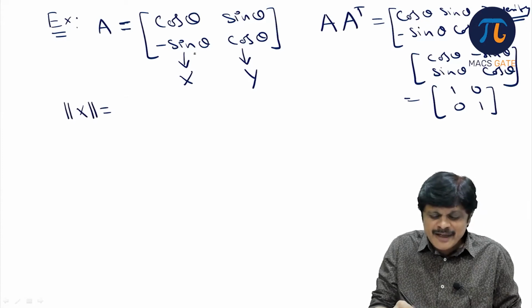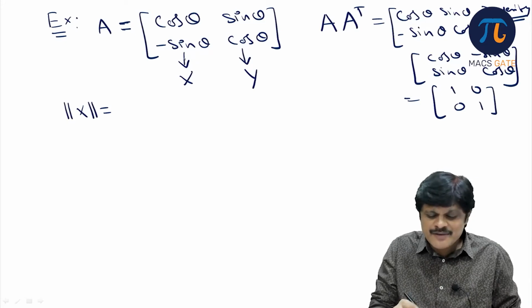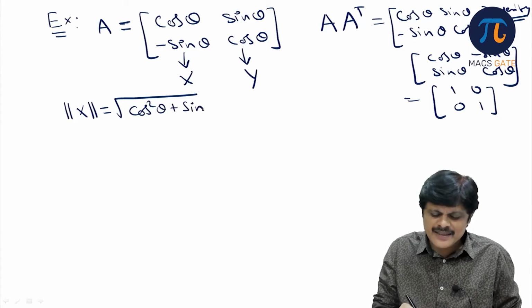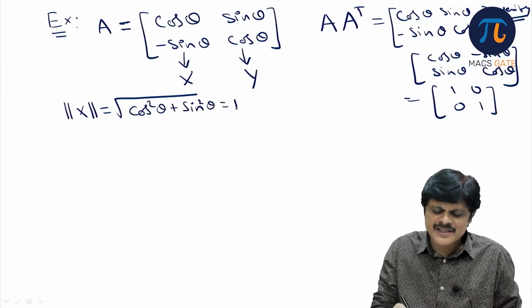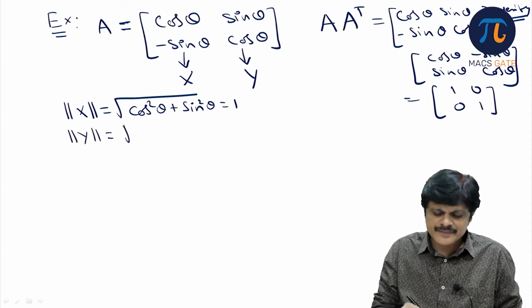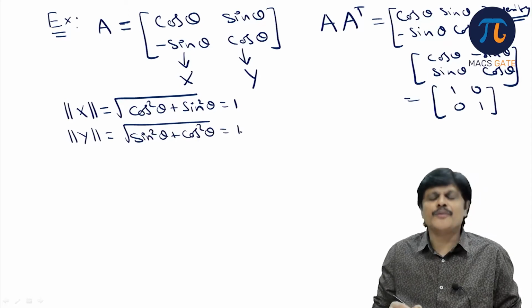This is a column vector. What is the length of this vector? Under root cos square theta plus minus sin theta whole square, which means sin square theta, which is 1. Similarly, what is the length of y? Under root sin square theta plus cos square theta, which is also equal to 1.